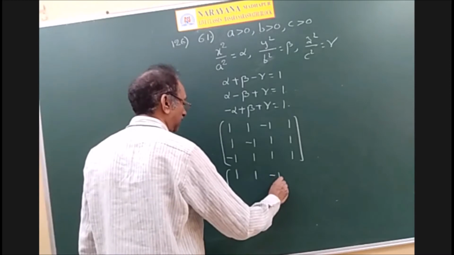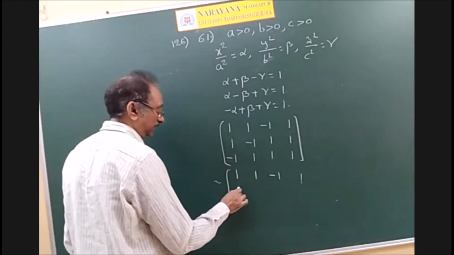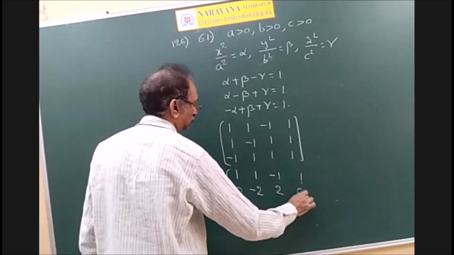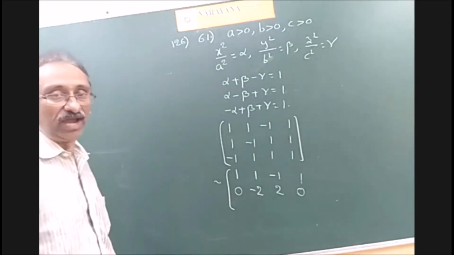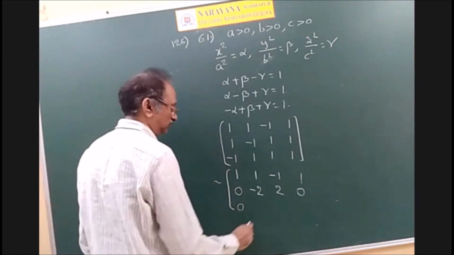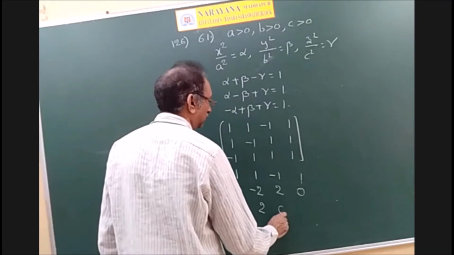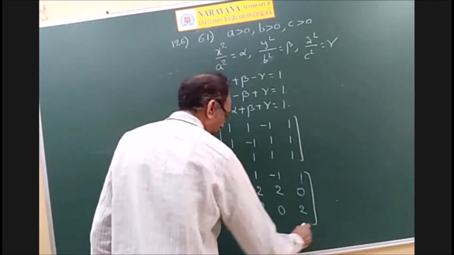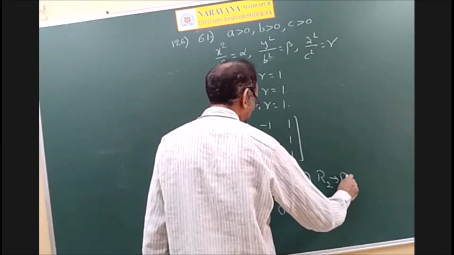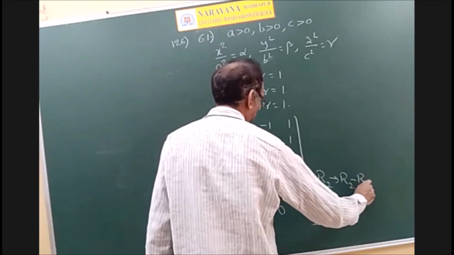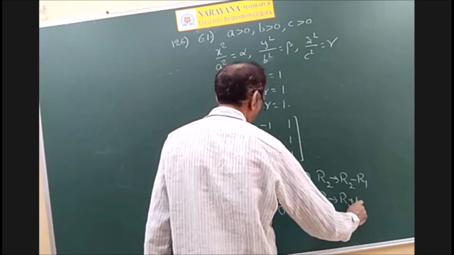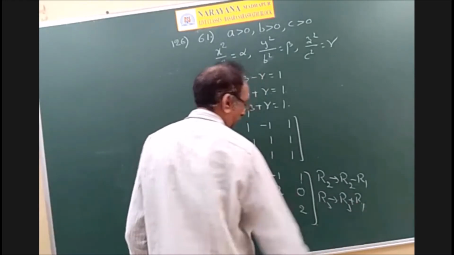So 1, 1, minus 1, 1. R2 minus R1: 0, this is minus 2, this is 2, and that is 0. And R3 plus R1, because this is minus 1, this is plus 1: 0, 2, and 0, 2. So what are the operations I have used here? R2 implies R2 minus R1. R3 implies R3 plus R1.